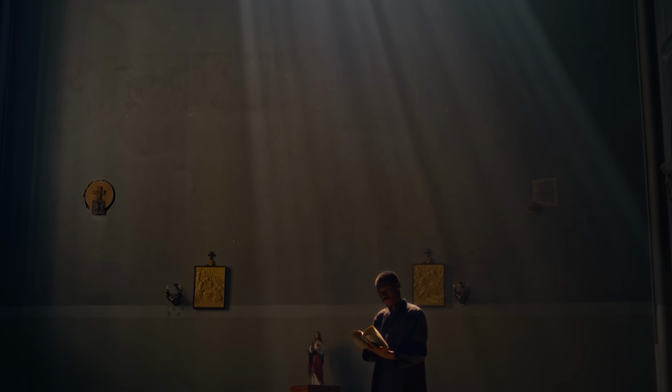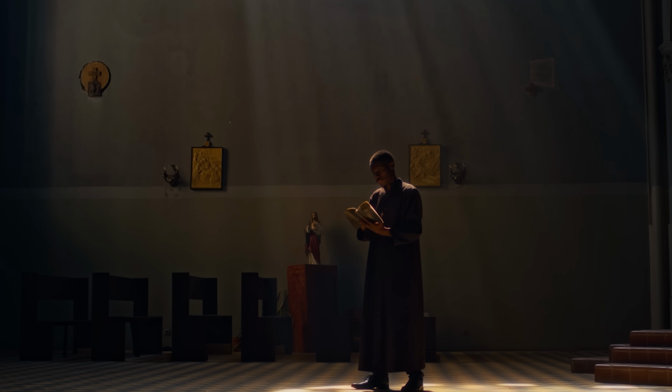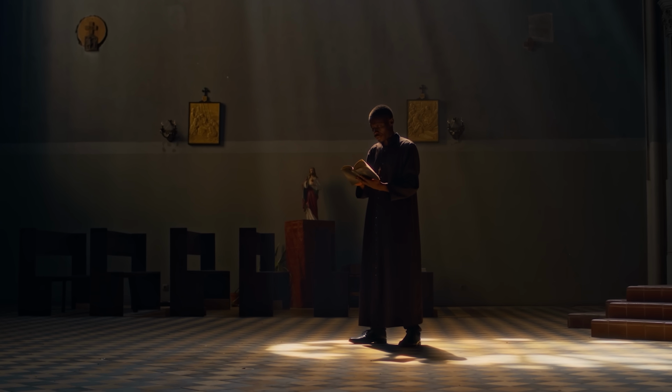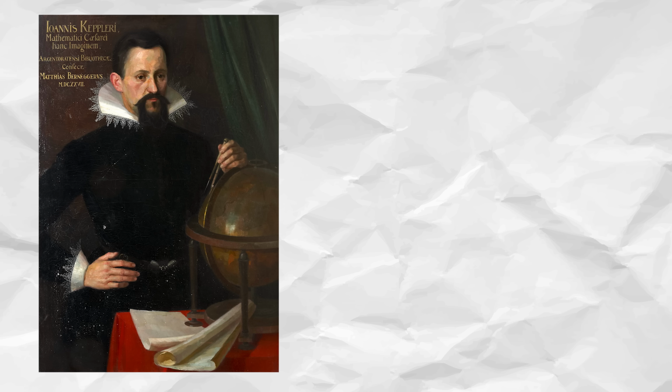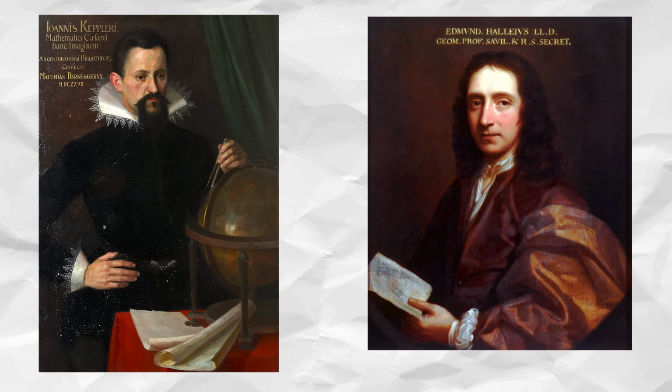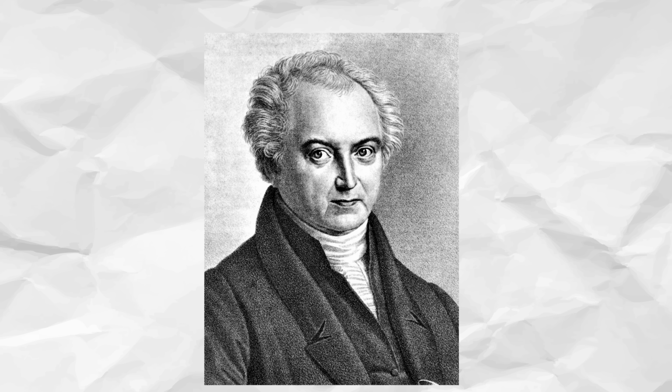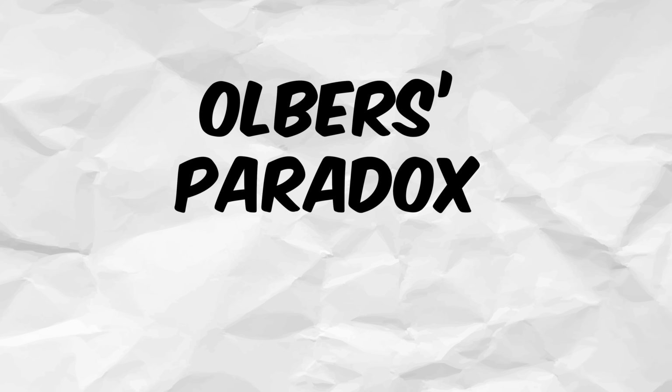This paradox had puzzled astronomers for centuries. Since the 1500s, many people believed the universe was infinitely old and infinitely large. Great thinkers like Johannes Kepler and Edmund Halley wrestled with this question. And in 1823, Henrik Olbers published a well-known discussion of it. His name became attached to the problem, and today it's known as Olbers' paradox. So what is the solution to this?